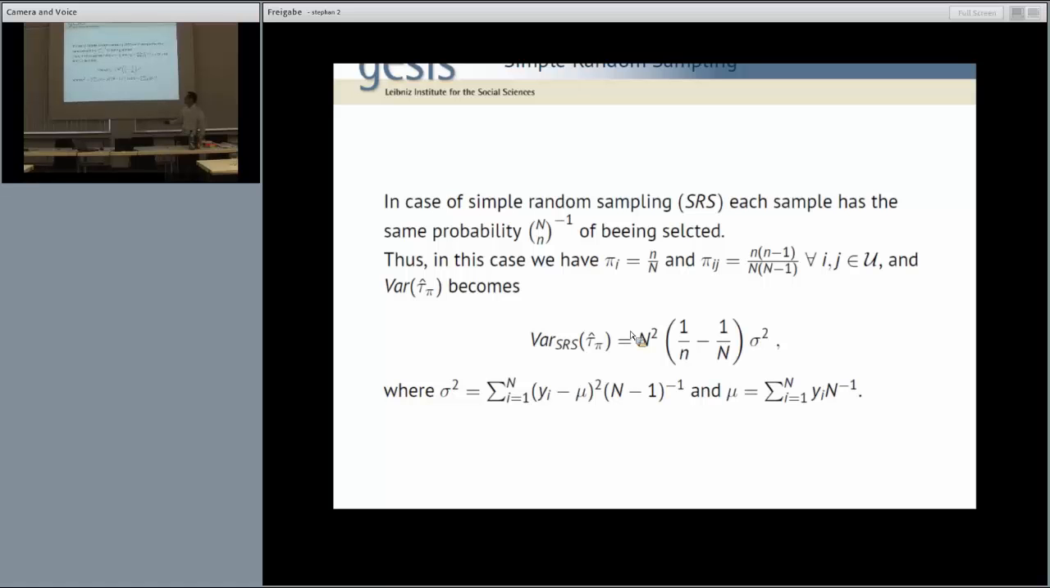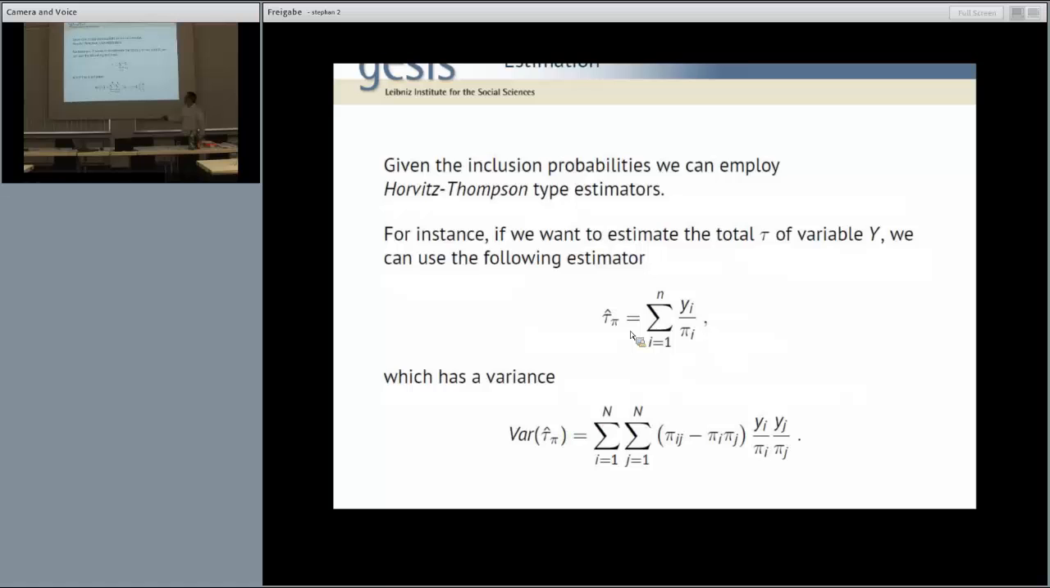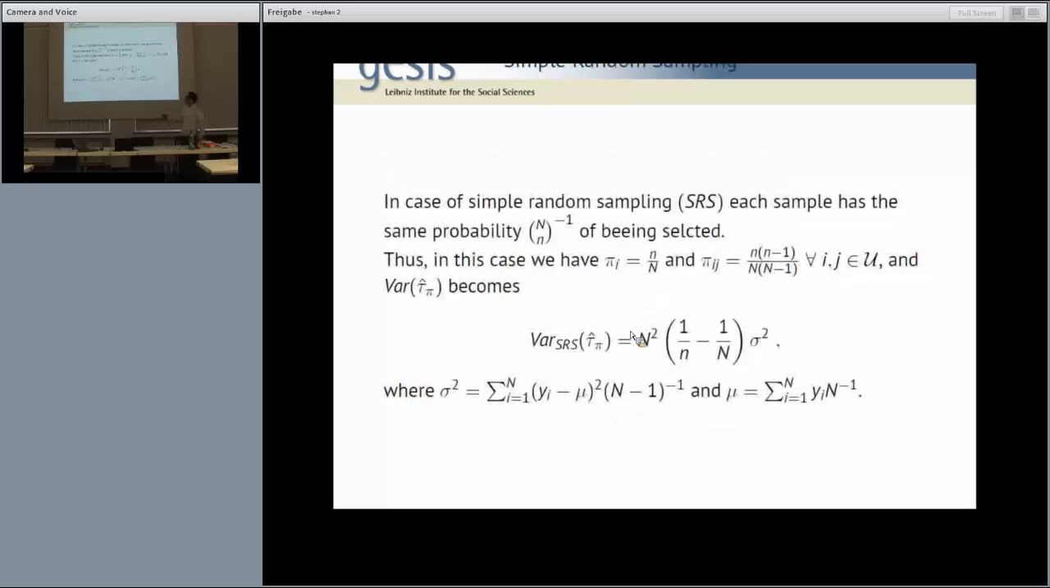Inserting this in this equation here, we get something maybe familiar, or a different way of writing this, but this is the simple random sampling variance of the Hurwitz-Thompson estimator, and sigma squared is the population variance of our variable Y. So the variance here depends, of course, on the attributes of the population, the sigma, and of course on how many elements we sample from our population.